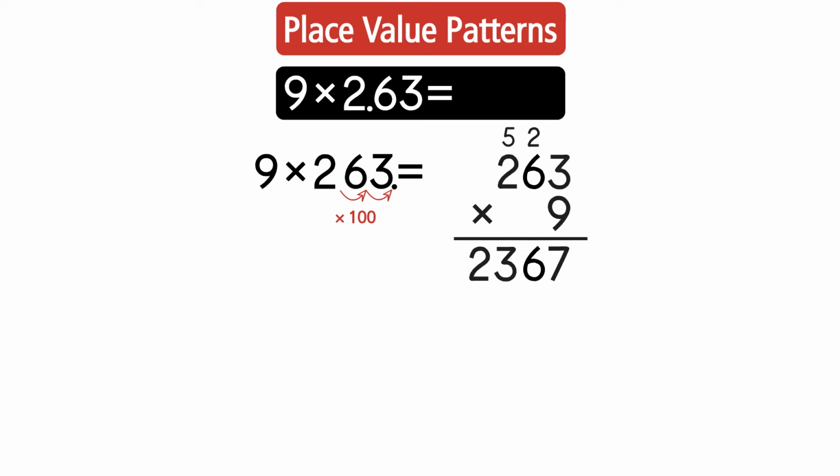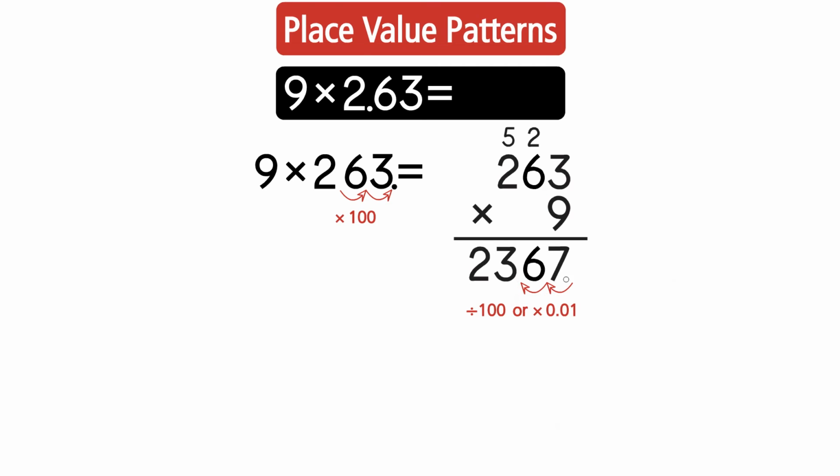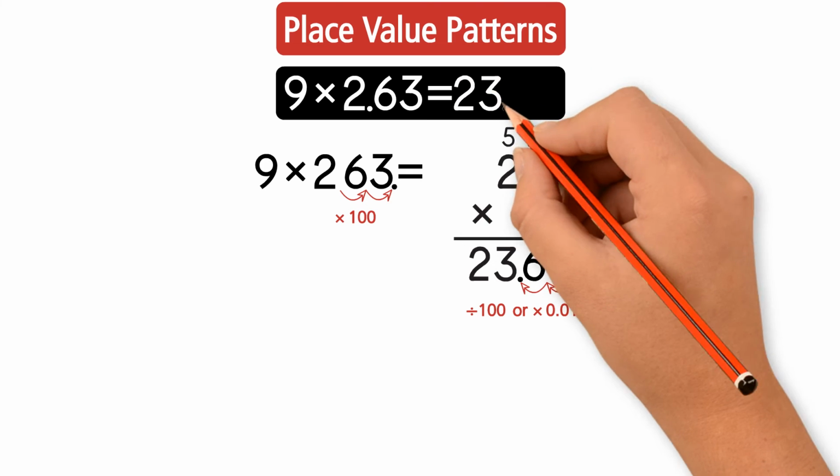Now we need to do the inverse operation, or the opposite operation, to get the correct answer. From place value patterns, we remember that in order to move the decimal point 2 places to the left, we need to divide the number by 100, or multiply by 0.01. It's the same thing. If we do it, the decimal point moves 2 places to the left. So the final answer is 23.67.